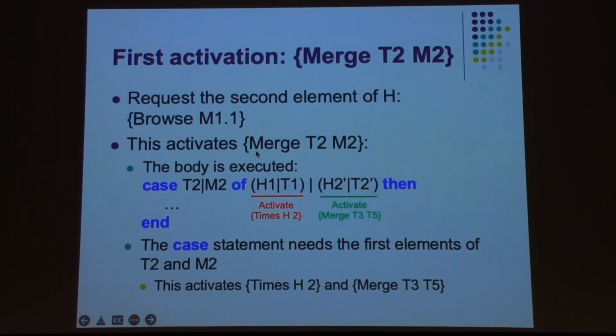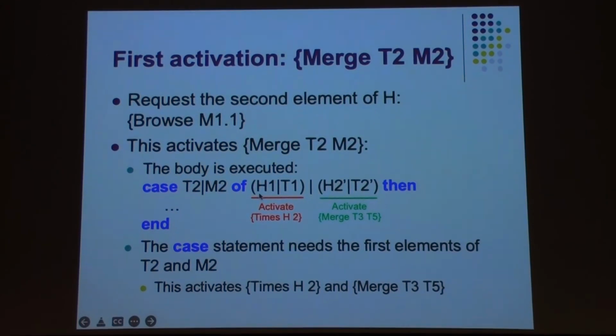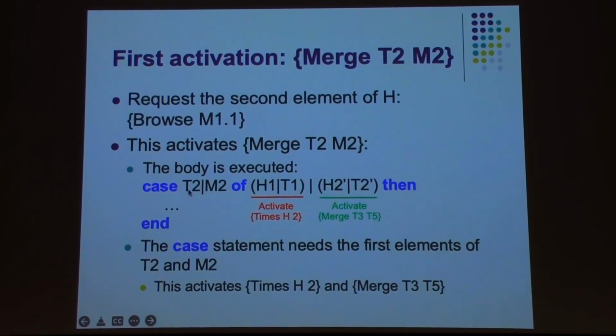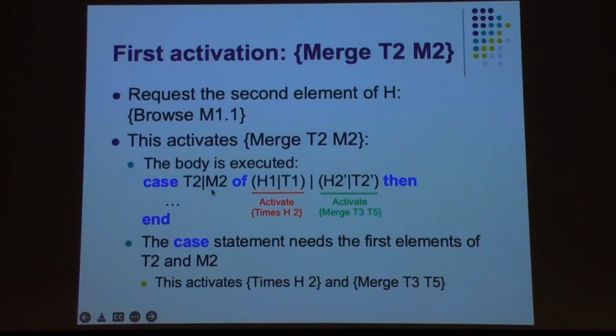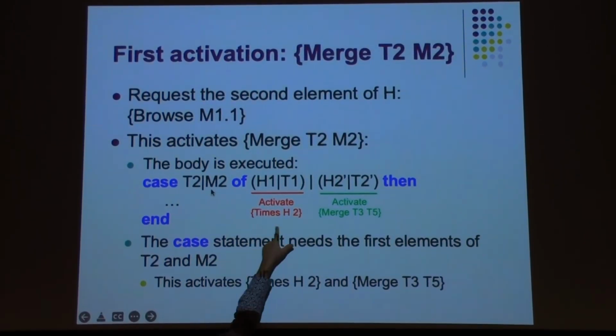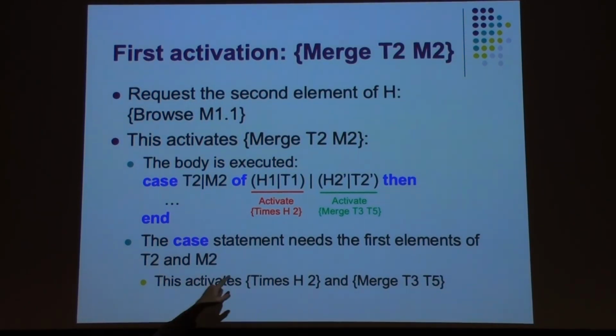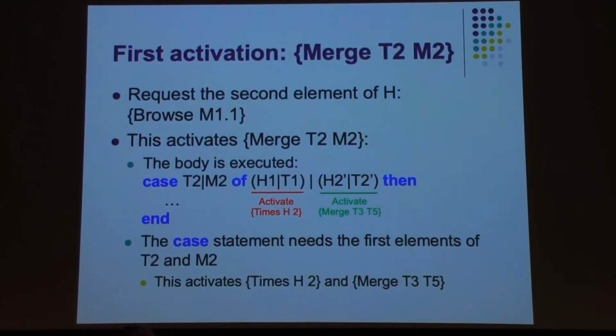The body is executed. But there's like a chaining happening because T2 is pattern matched with H1 bar T1. This will activate the suspension attached to T2. And M2 is pattern matched with H2 prime, T2 prime. This will need M2, so it will activate the suspension on M2. So that's the red one. The one waiting on T2 is times H2. The one waiting on M2 is merge T3, T5. So you see there's like a chaining going on.